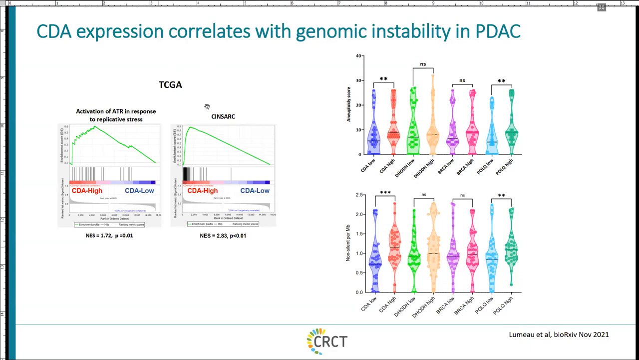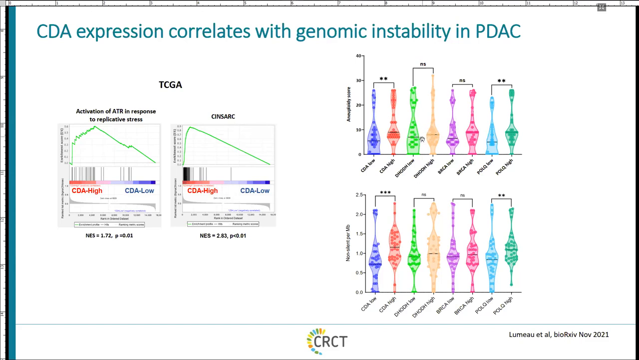SINSARC is a signature that has been described to be highly connected to aggressivity of tumors, but also to genetic instability. And we've made this analysis of aneuploidy score and non-silent mutation per megabase to address the tumor load of those tumors. This is quite interesting because we see that tumors that have high CDA can support more genetic instability than tumors that have low CDA. This is blue versus red. And this is not found with DHODH. This is green and beige.